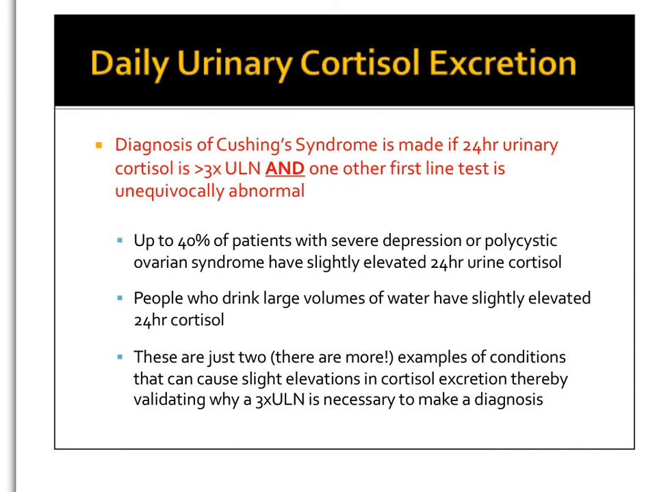The diagnosis of Cushing syndrome is made if the urinary cortisol excretion is greater than 3 times the upper limit of normal, and you have one other first-line test that is also abnormal. Here's why. Up to 40% of patients with severe depression or polycystic ovarian syndrome can have slightly elevated cortisol levels. People who drink large volumes of water tend to have higher levels of cortisol on a 24-hour urine. These are just 2 examples, but there are many more that can cause high levels of cortisol. This is why you need to make sure it's 3 times the upper limit of normal, and you need another test before you're going to make the diagnosis.